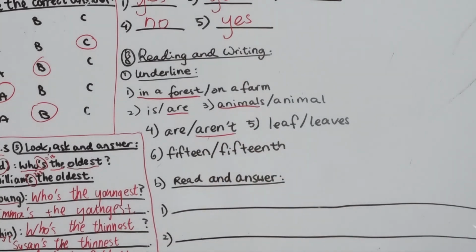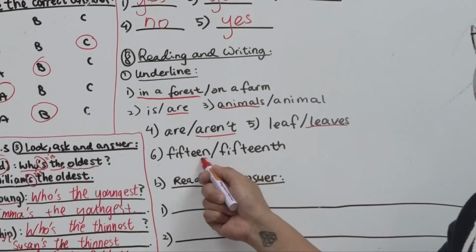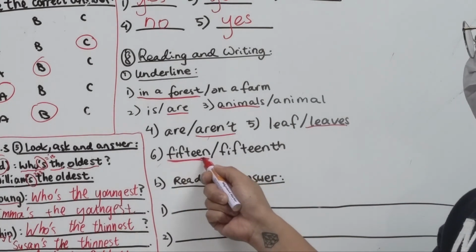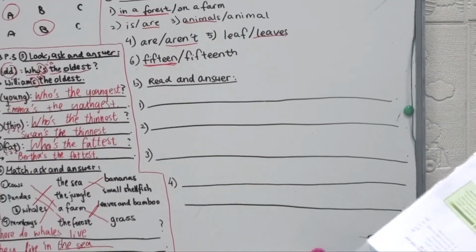Thank you. Question number 5. They eat leaf and bamboo or they eat leaves and bamboo? Right, leaves, right? More than one, not just leaf. Okay? Question number 6. They usually live for 15 years or 15 years? 15 is correct, right? 15. No TH at the end.